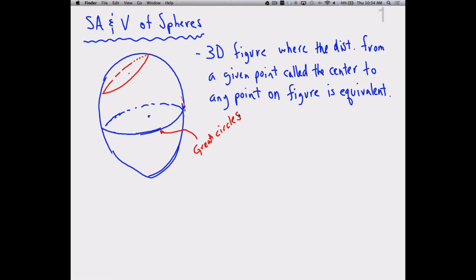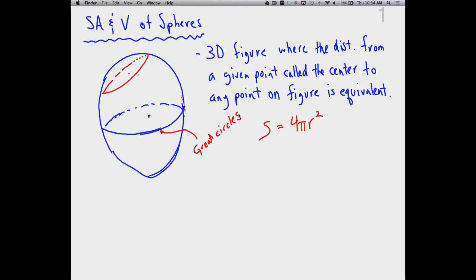Okay, so great circles. We got that. And there's no fancy way to derive the surface area and volume formulas for spheres because most of these derivations come from calculus, so I'm just going to give them to you. The surface area of a sphere is 4 pi r squared. Remember, surface area is in square units, so therefore the r is squared.